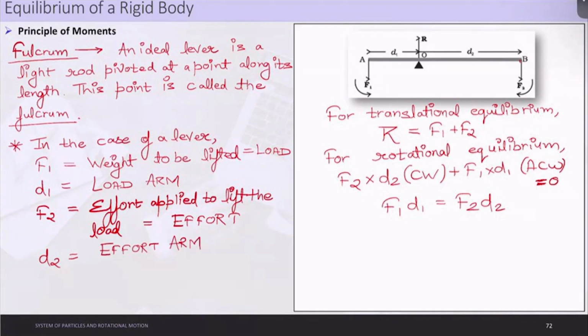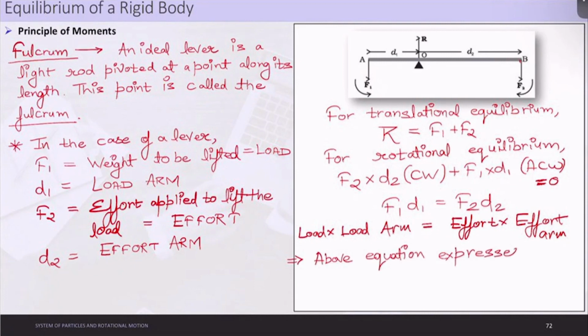now what we can write this equation as is also equal to load into load arm is equal to effort into effort arm. Okay. So the above equation basically expresses the principle of moments of a lever. Principle of moments of a lever.